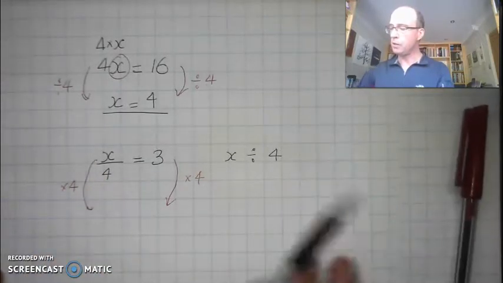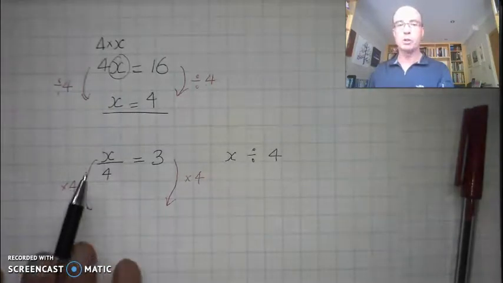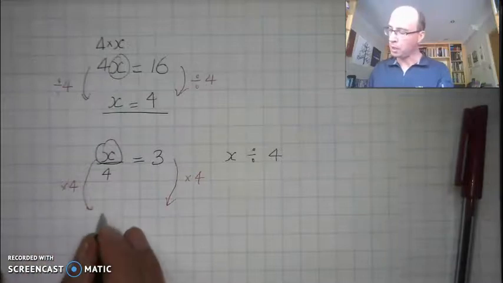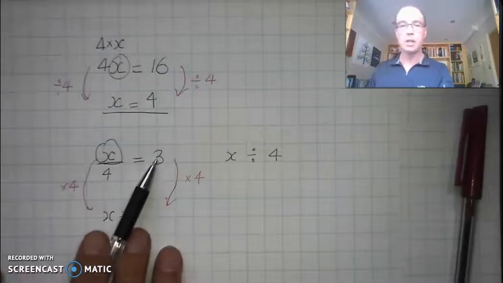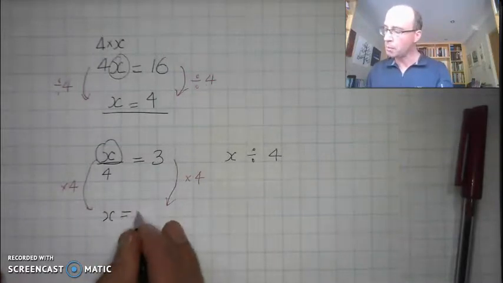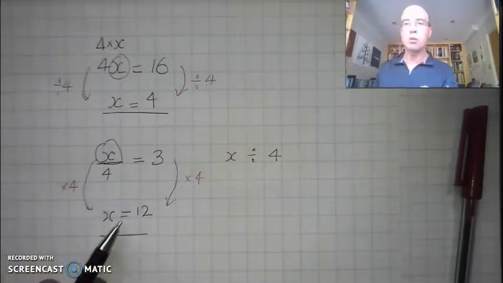So if I divide by 4 and then multiply by 4, I'm just going to be left with my x value. So I've got x is equal to, this time I've got 3 times 4, or 3 times 4 is 12, so my x value is 12. Once you've done these questions, you can always double check them.